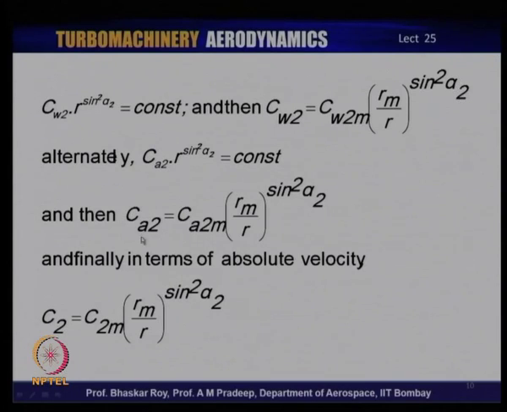And then we can get C A 2 variation along the radius similar to C W 2 as C A 2 m into r m by r to the power sin square alpha 2. And in terms of the absolute velocity C 2, we can then write down C 2 would be C 2 m into r m by r to the power sin square alpha 2. So, all of them now use this alpha 2 as a parameter, which is invoked in case of this present design law.